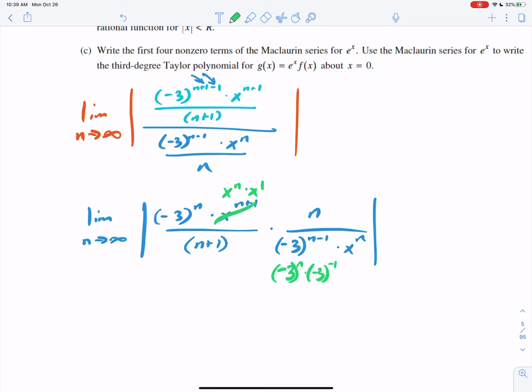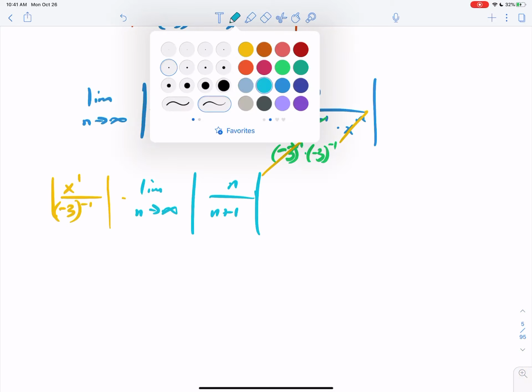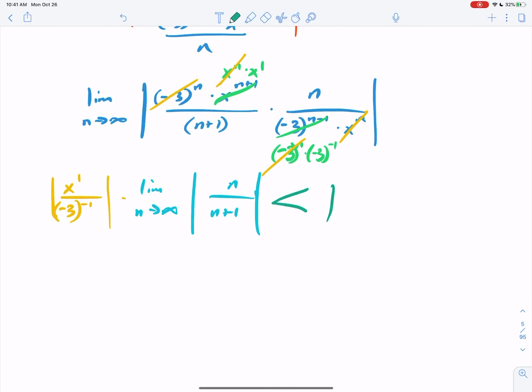So we have x to the first. Actually, I'll just do x. Well, I'll simplify it after. Over -3 to the -1. Okay? We'll go outside. Now, you could keep that -3 to -1 on the inside. It really doesn't matter because your end result will still be the same. Okay? We're taking the limit as n goes to infinity of n over n plus 1. Okay? Now, this is your ratio test. We want it to converge, so you always make it less than 1. All right?